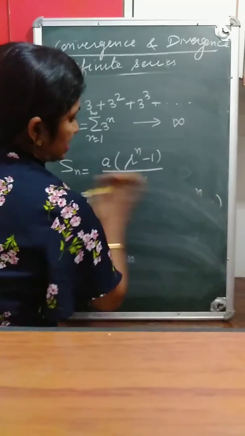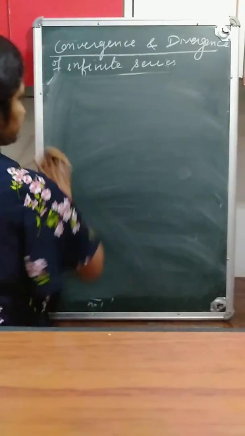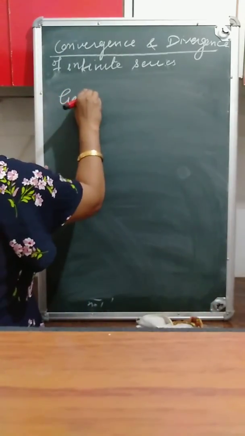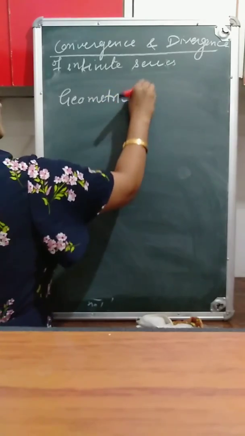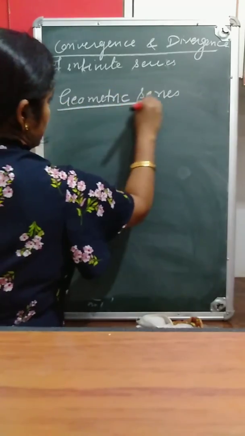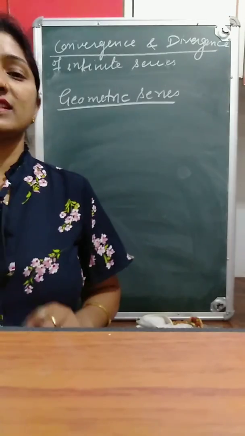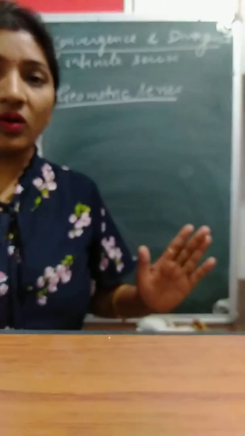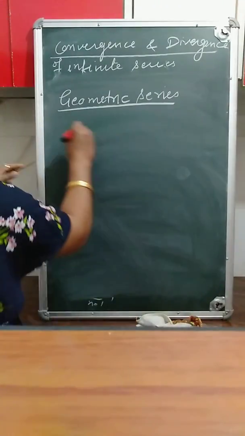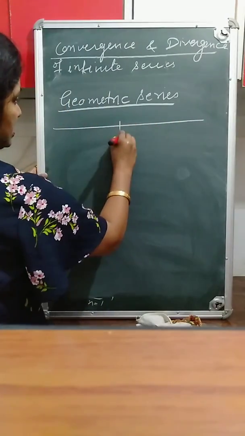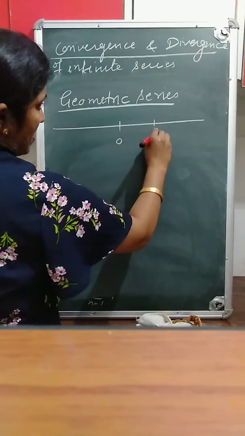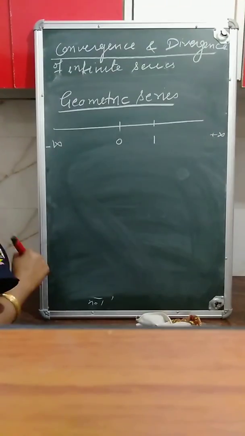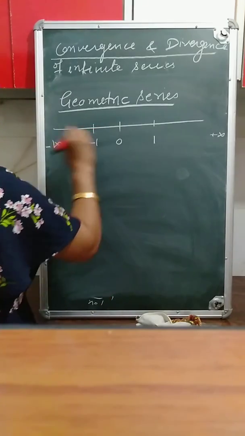Next, there is a very important series, which is the geometric series. Why is it important? Geometric series is important because we can consider the behavior of the geometric series on the whole of the real line. Okay, let us make the real line, 0. We divide it into parts: 1, here it is plus infinity, here it is minus infinity, minus 1.